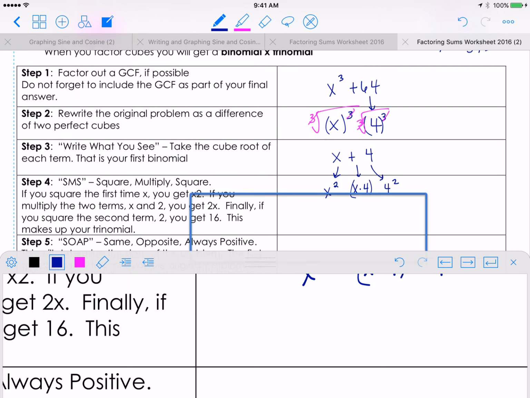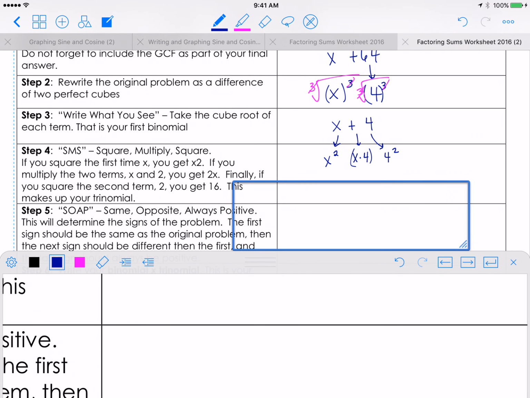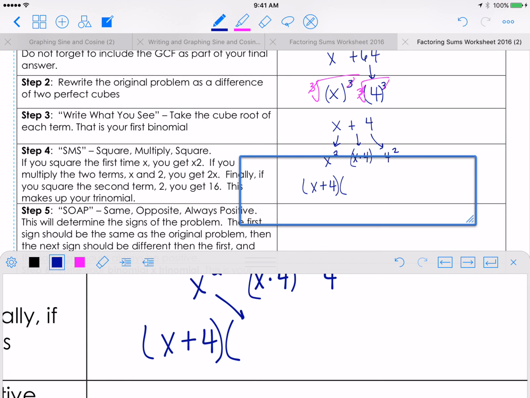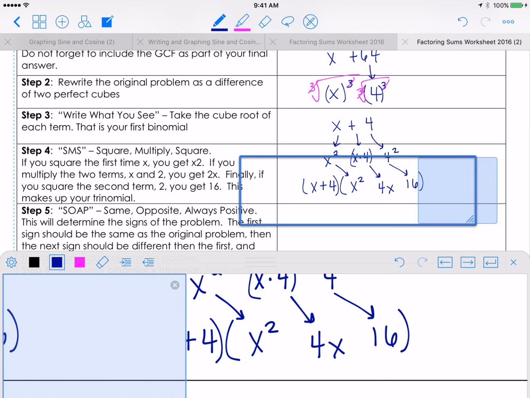And now, let's see what our third term says. Now we're just going to write it out. My first binomial, which we already said was x plus 4. So now I'm just rewriting these terms right here. I have x squared, I have 4x, and now I have 16. Okay, does everybody see that a little bit? And again, we're going to go over a couple of these, so hopefully this will clear up any confusions once we go over a couple.